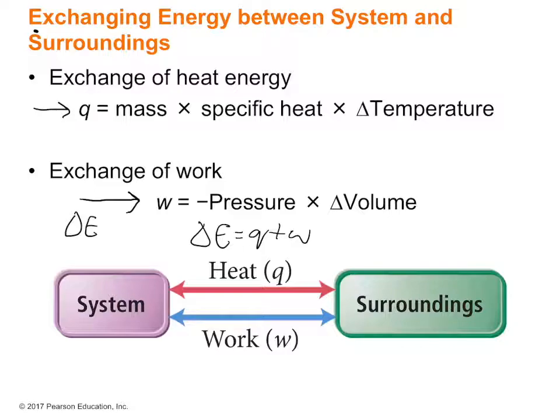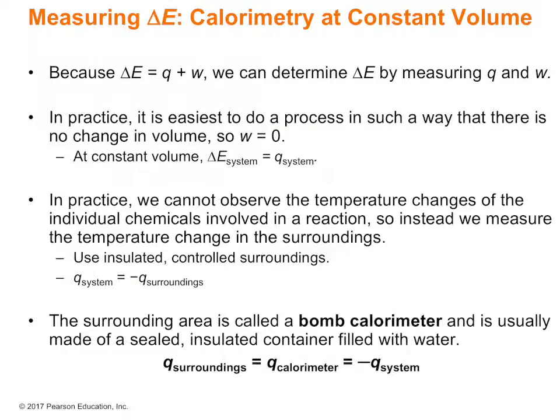However, an easier way to obtain the value of change in energy for a chemical reaction is to force all the energy changes associated with the reaction to manifest itself as heat rather than work. We can then measure the temperature change caused by the heat flow. So, measuring change in energy: calorimetry at constant volume.